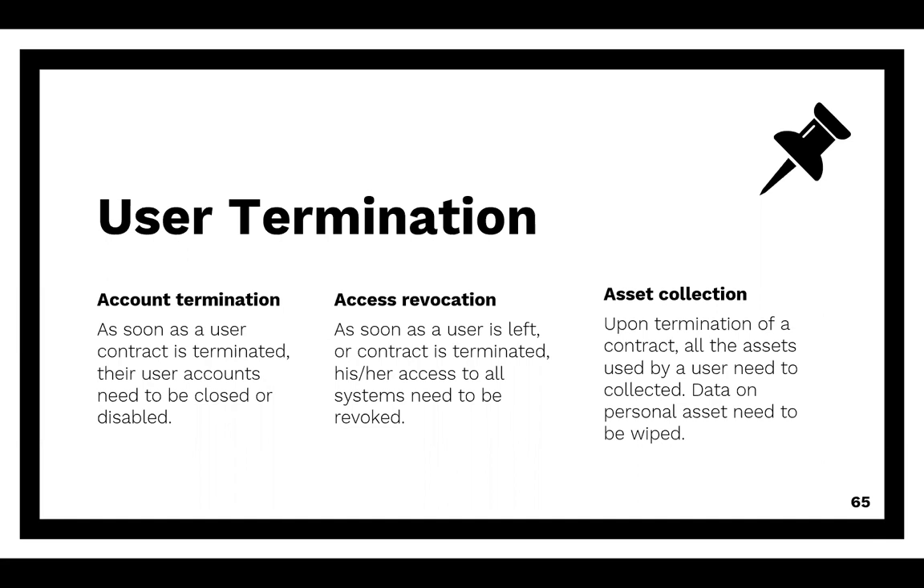There are a few considerations when it comes to the user termination process. Account termination is one of them. As soon as the user contract is terminated, the user account needs to be closed or disabled. Access revocation. As soon as the user is leaving the company or the contract is terminated, their access to all systems needs to be revoked.